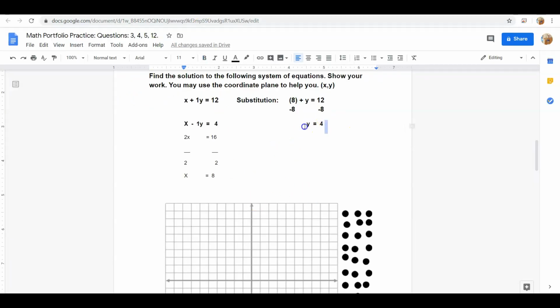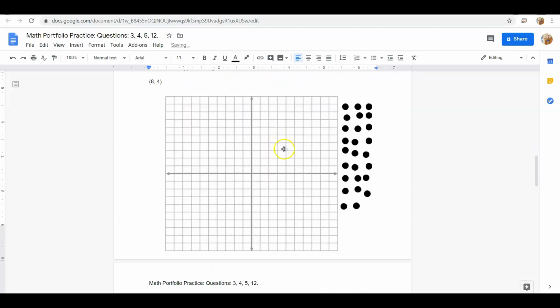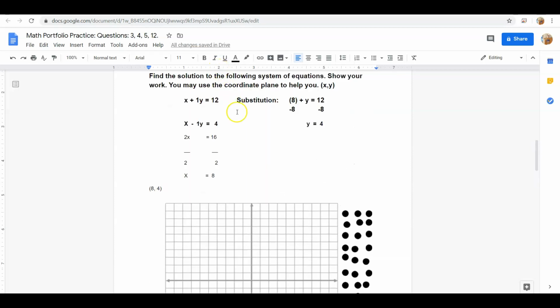Oh, again, sorry. Y is equal to 4, x is equal to 8. So when you write down the answer or solution, the answer would be x is 8, y is 4. All right. Now that's how you solve it algebraically.